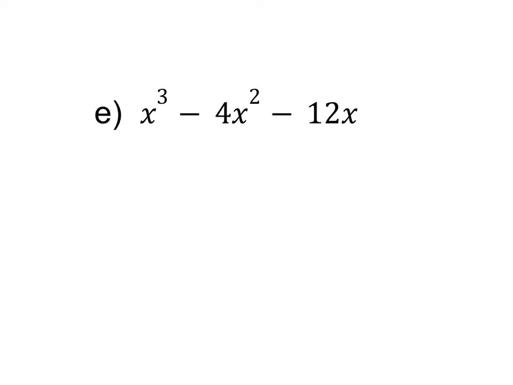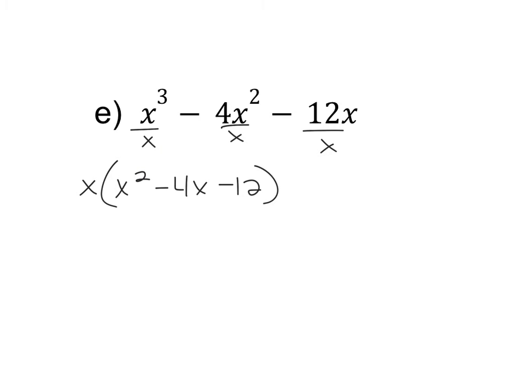Okay, ooh, this one. What can you factor out of this one? No numbers, but they all have an x term, right? So I can divide everything by x. So it's very similar to the last one. I'm going to have x squared minus 4x minus 12.